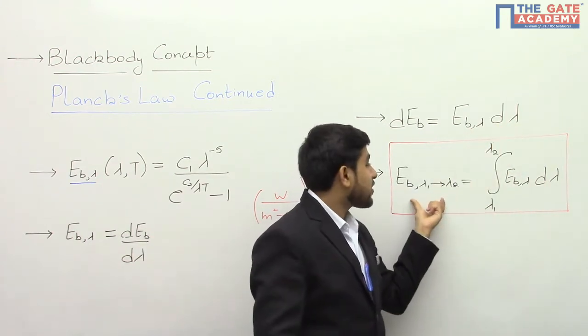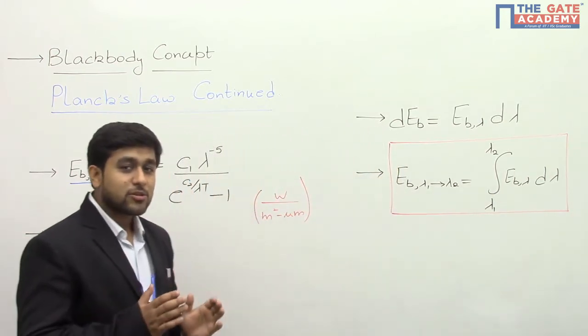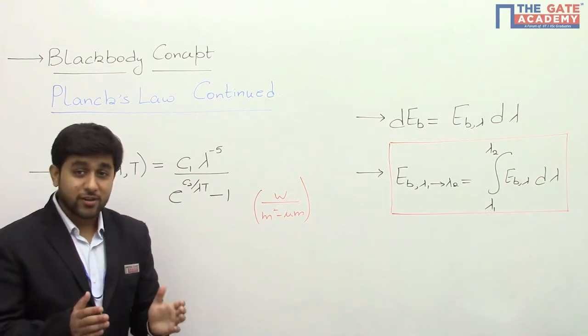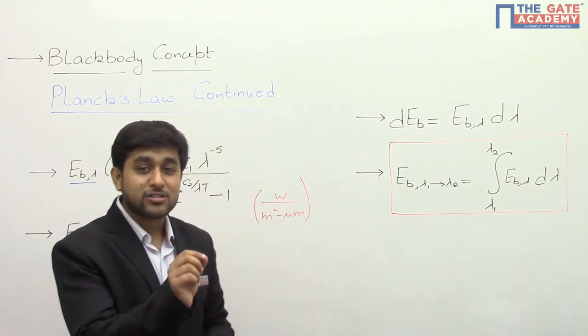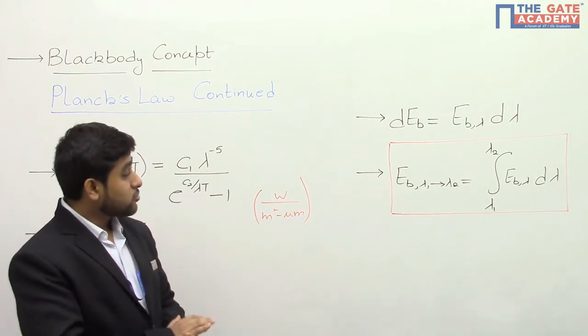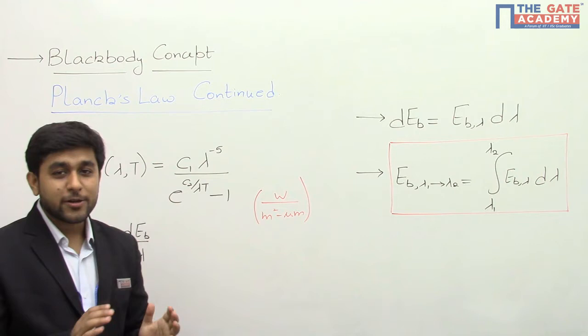So amount of energy emitted for a finite range can be found by integrating this expression. And this expression can be used for finding out the amount of energy corresponding to, maybe, the light wavelength band, that is 0.4 micrometer to 0.76 micrometer in case of an electric bulb, right?